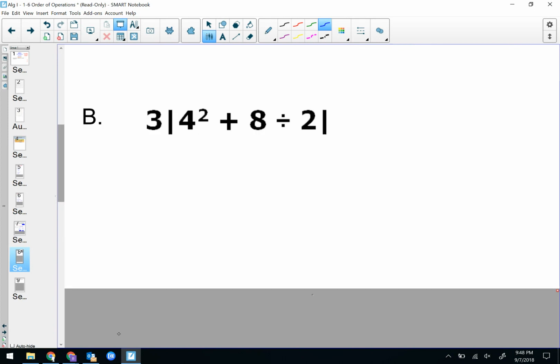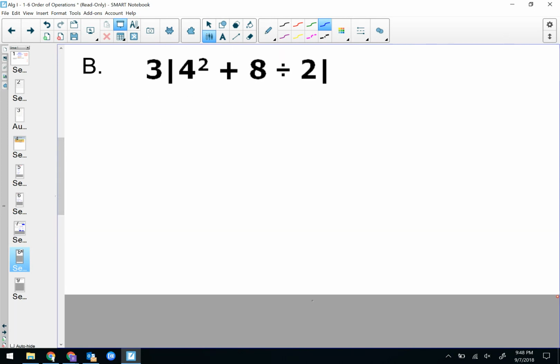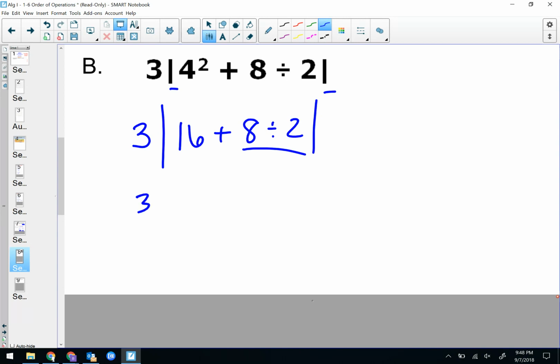Again, pause so you can write down if you need to. Okay, so grouping symbol first. I see my absolute value. So I got to go all the way on the inside first before I evaluate the absolute value. 3 absolute value of, oh, I see an exponent, 16 plus 8 divided by 2. Every step should be accounted for. Make sure you're writing out every single step. Keep going inside the grouping symbol.